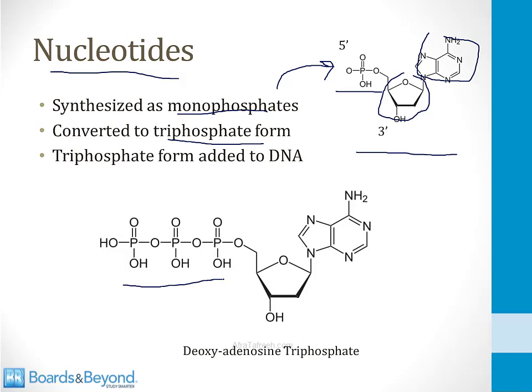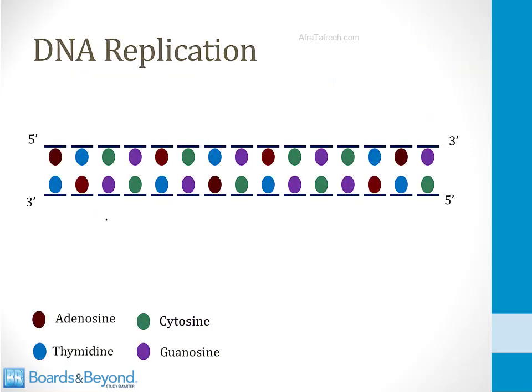And it is this triphosphate form that is added to growing strands of DNA in DNA replication. So, for example, at the bottom of the screen is a molecule of deoxyadenosine triphosphate. If this is added to a growing strand of DNA, these two phosphate groups will be cut off. The one phosphate group will remain and will link this monomer into the polymer of a growing DNA strand. Okay, so now that we've reviewed those basics of DNA structure, let's get into DNA replication.